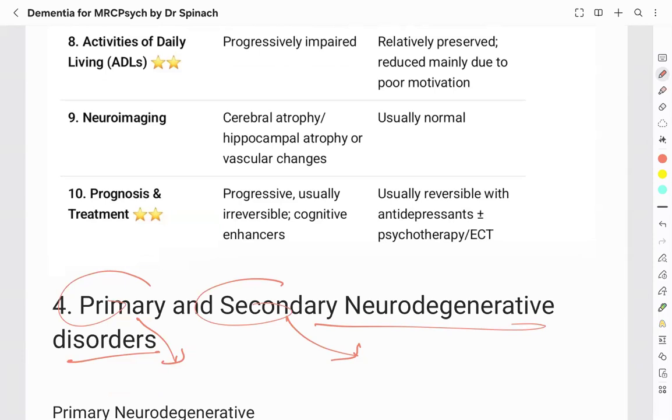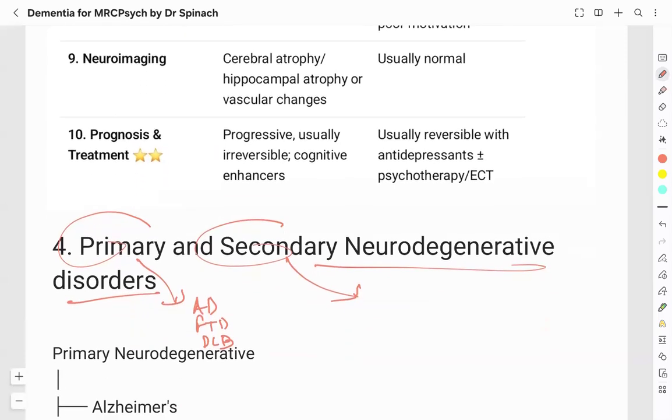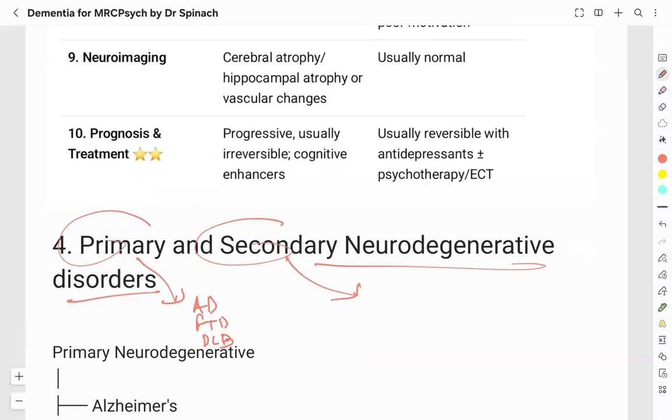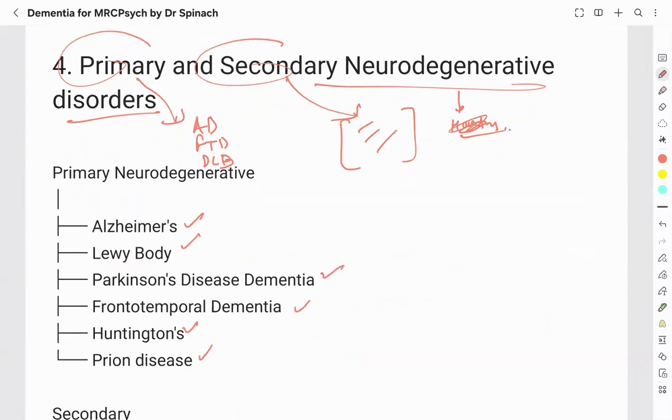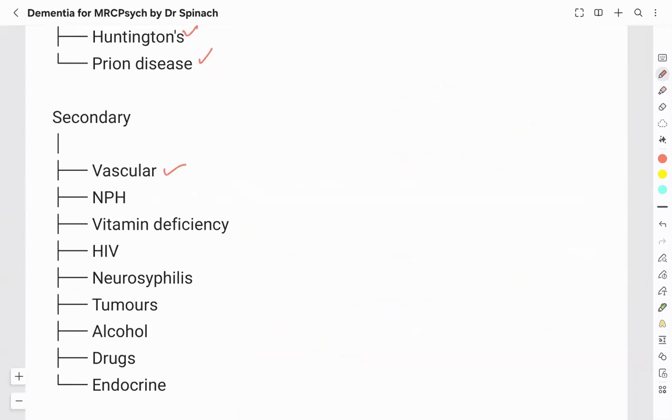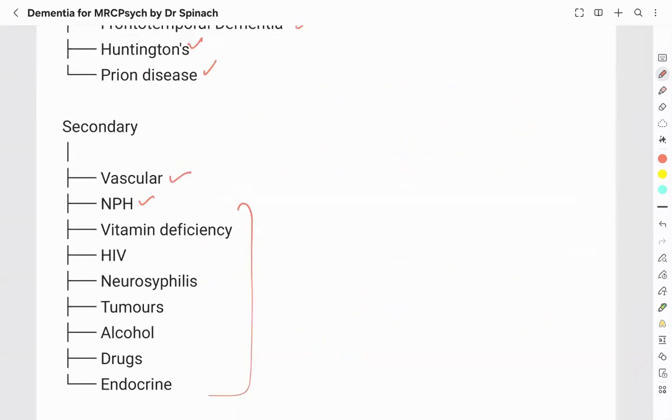Could you name some of the primary and some of the secondary neurodegenerative disorders? Primary: Alzheimer's, frontotemporal, Lewy body dementia. Yeah, you're correct. Secondary might be, as you previously mentioned, secondary to some metastatic disease, I'm assuming, but I'm not sure. I think Huntington's will also come under secondary, but sorry, it's primary. So Alzheimer's, Lewy body, Parkinson's disease, frontotemporal, Huntington's, and prions. And secondary is due to vascular and the rest of the causes; everything else is secondary.